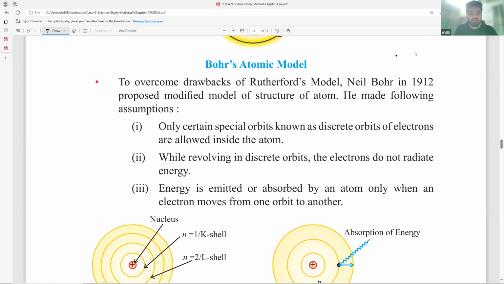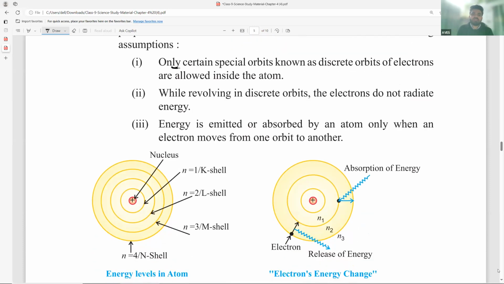Okay. In the Rutherford model, Niels Bohr was the one who gave the Bohr model, which is why it is called the Bohr model. A question may come in the MCQ asking who gave the Rutherford model. In 1912, Bohr said that electrons revolve around the nucleus in a fixed energy shell, and they have fixed energy. They neither gain nor lose energy when they are in the orbit. He gave some assumptions about this special orbit.